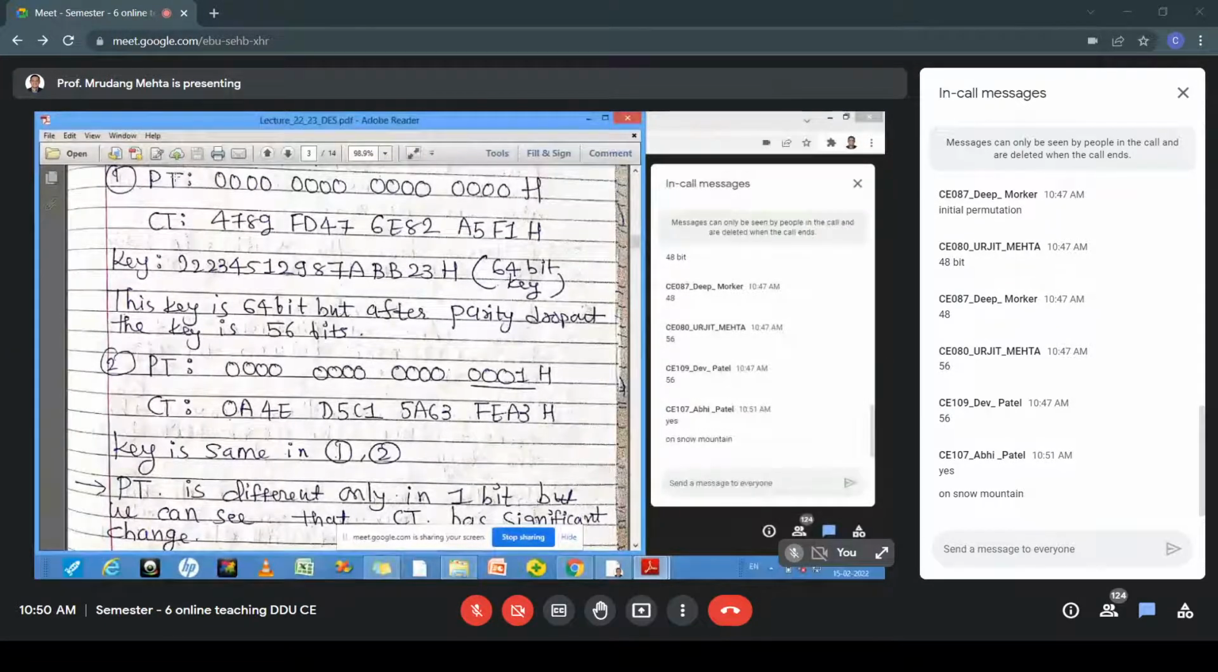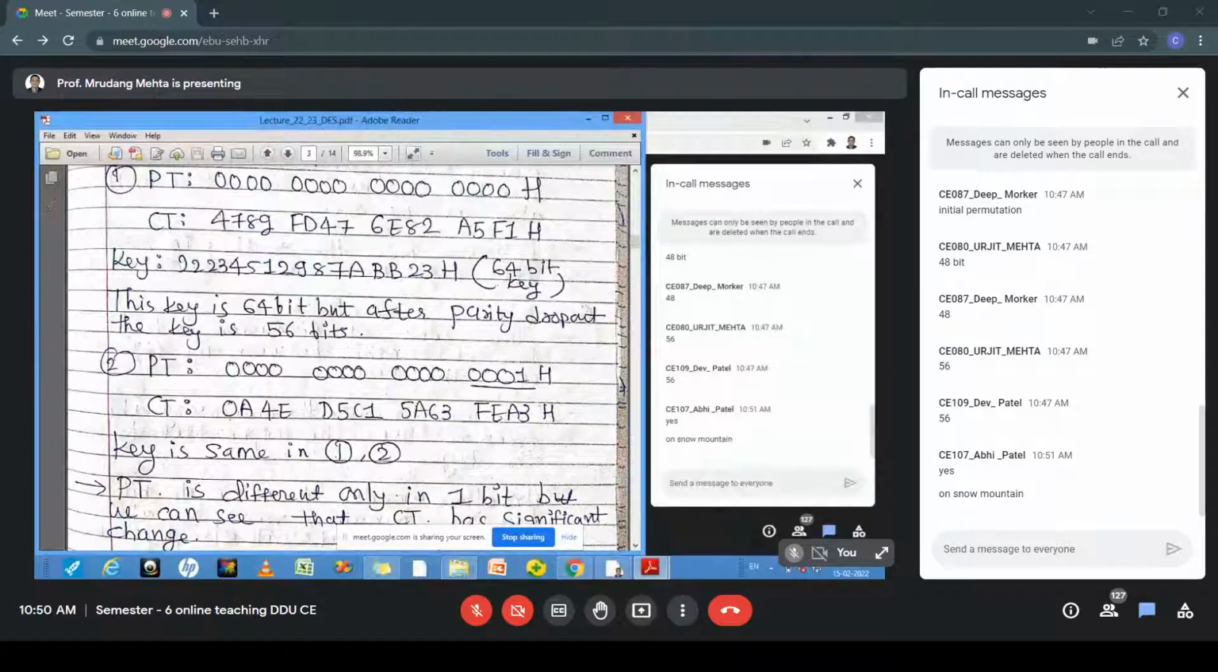Now, if we make a change in the plain text, in this second example, the input is 0000, 0000, 0000, and last 0001. So the difference between the first plain text and the second plain text is only 1 bit. Only 1 bit difference. Now, the key is the same as used in this example. The key is the same.